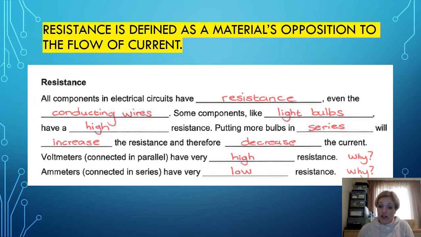Ammeters connected in series, remember, always in series, have a low resistance. Why? Because we want to read the current. We want to get an accurate estimate of what is happening with the current. So please make sure you fill all of this in, and we'll carry on to the next slide where we're going to cover investigation 3.